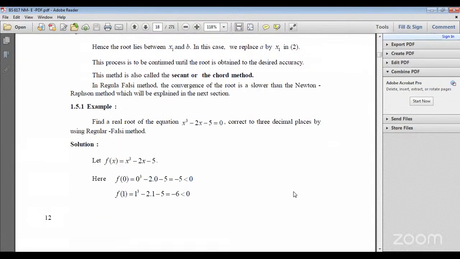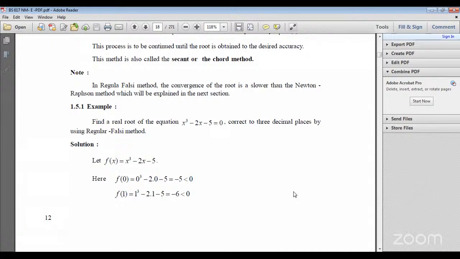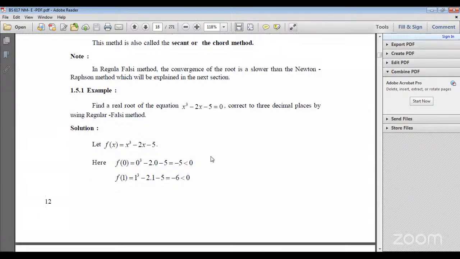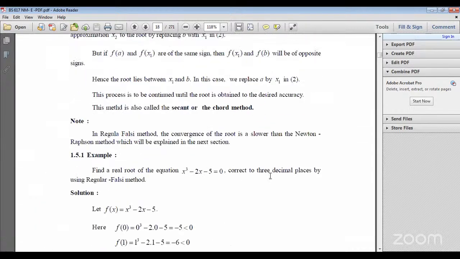So we are taking one example here. Find the real root of the equation x^3 minus 2x minus 5 equal to 0, correct to 3 decimal places, by using the Regula Falsi method. Substituting 0: 0 minus 0 minus 5 gives minus 5. Substituting 1: 1 minus 2 minus 5 gives minus 6. Why am I taking up to 3? Because in the Regula Falsi method they asked for 3 decimal places, so I am taking 3 points here.